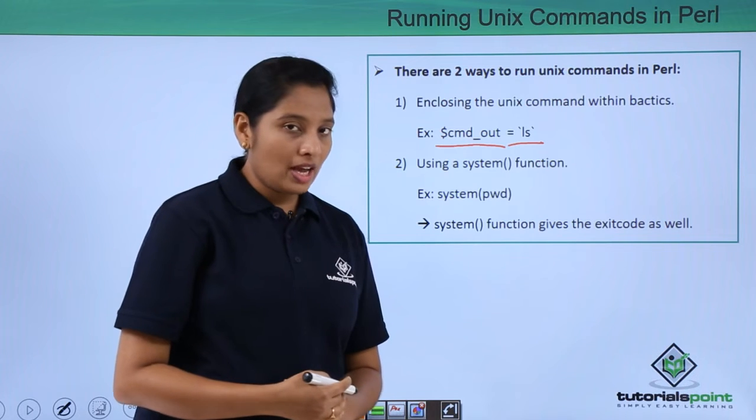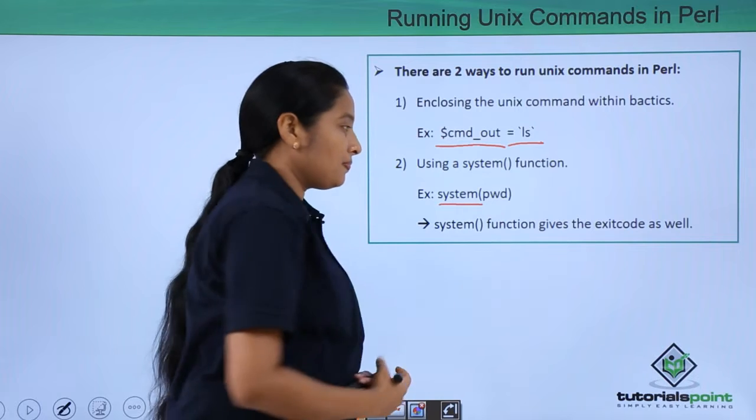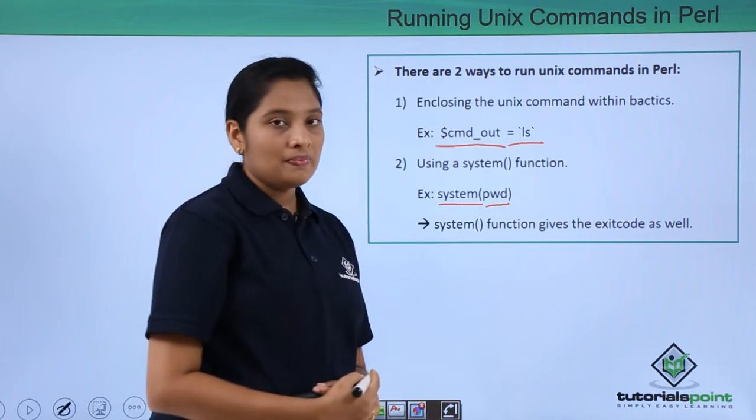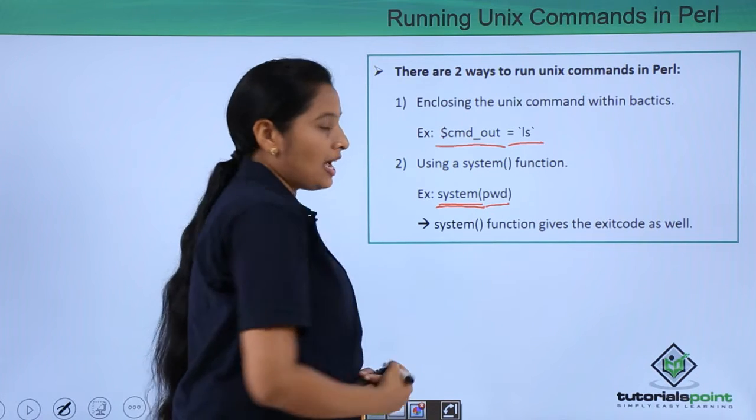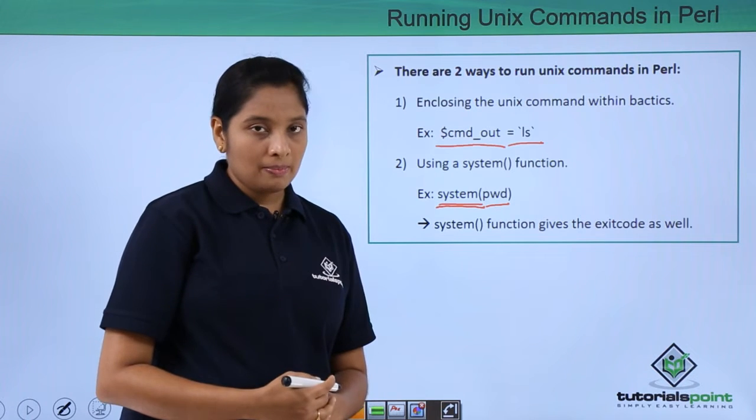The second way to run Unix commands is by using the system function. System function and then just give the commands. The difference between using backticks and the system function is that if you are using the system function, you will get the exit code as well.